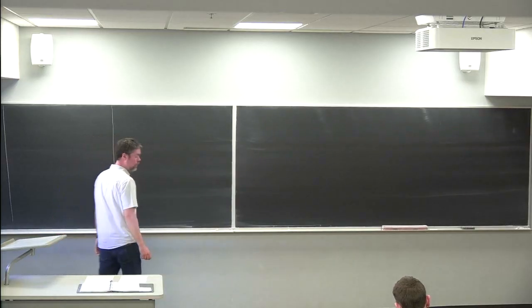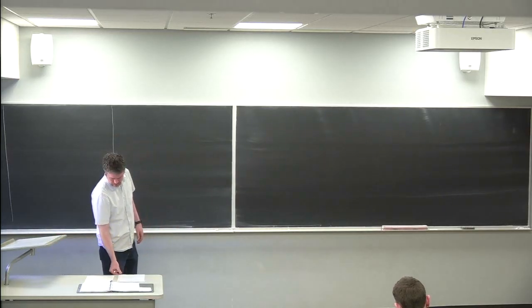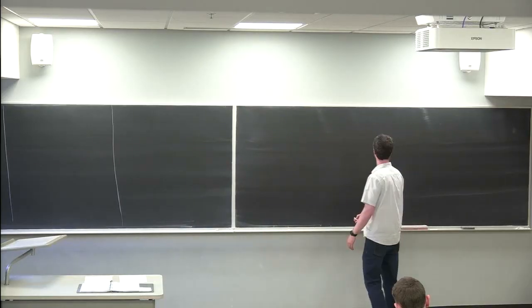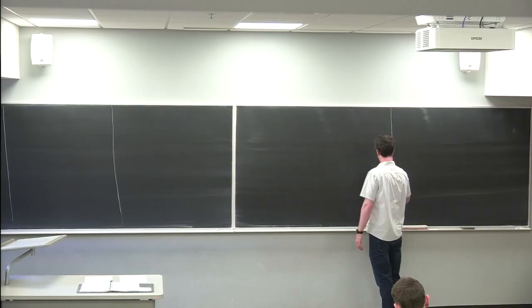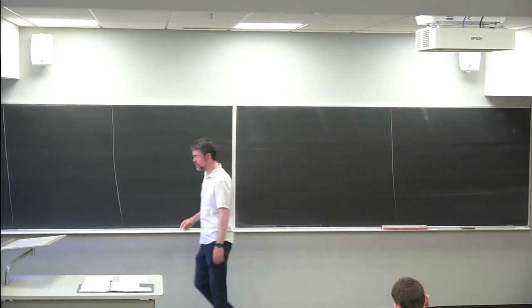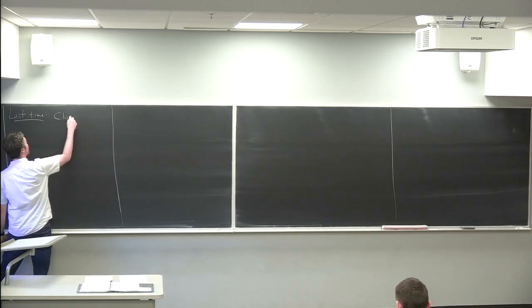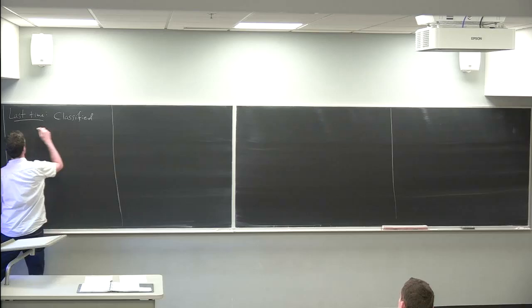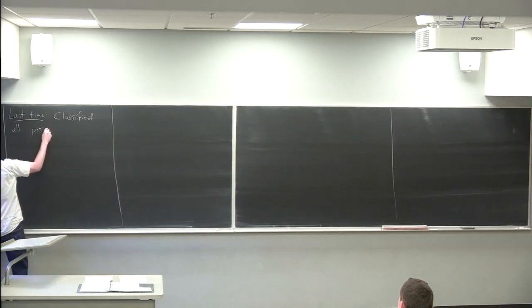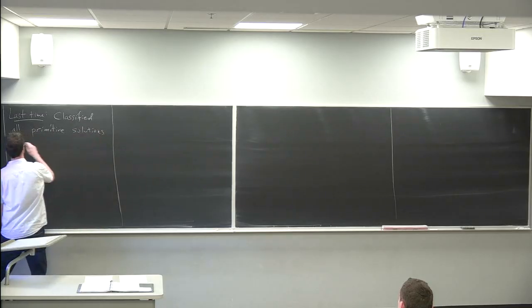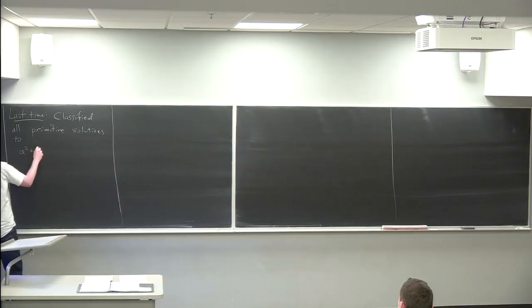So today, I want to relate what we're about to do to what we did last time. I want to remind you that what we did last time was classifying primitive Pythagorean triples. So we classified all primitive solutions to a squared plus b squared equals c squared.